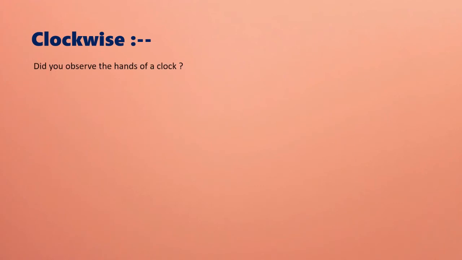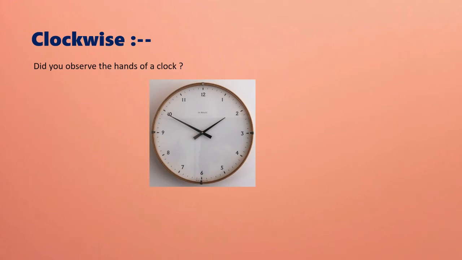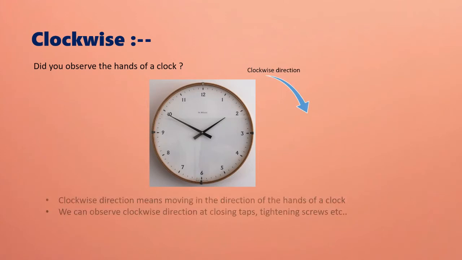Did you observe the hands of a clock? Here is the picture of a clock and you can see the hands of a clock, and this arrow mark shows the clockwise direction. That means clockwise direction means moving in the direction of the hands of a clock. We can observe the clockwise directions at closing tabs, tightening screws, etc.